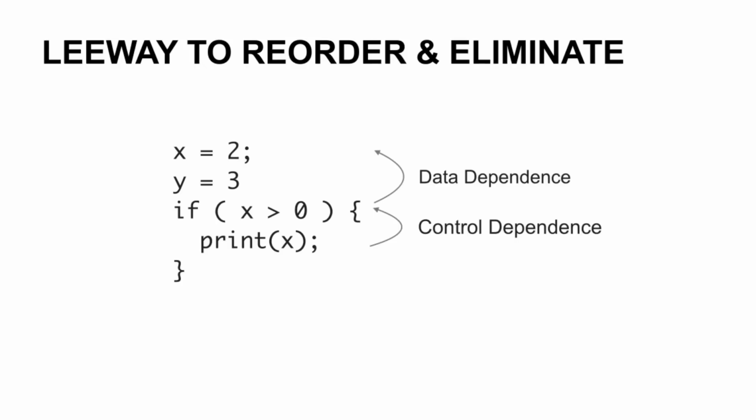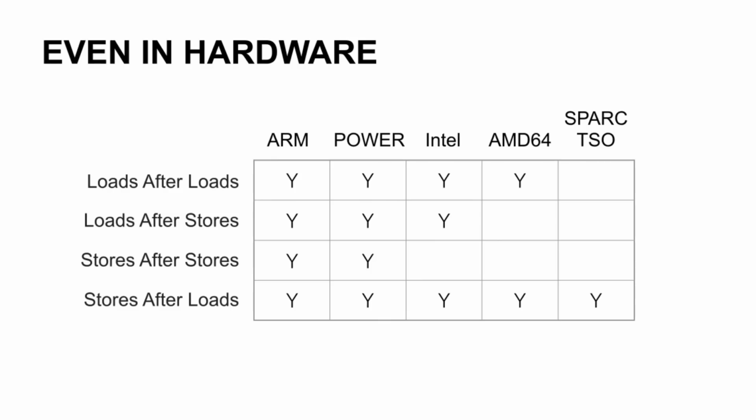In this case, if x greater than 0 has a data dependence on the preceding assignment to x, any assignments to x before that, the compiler could probably get rid of. And then the printx has a control dependence on the evaluation of the conditional. But outside of that, the compiler can kind of do what it wants. And to a certain extent, this is even true in the hardware. Most hardware will reorder memory accesses.